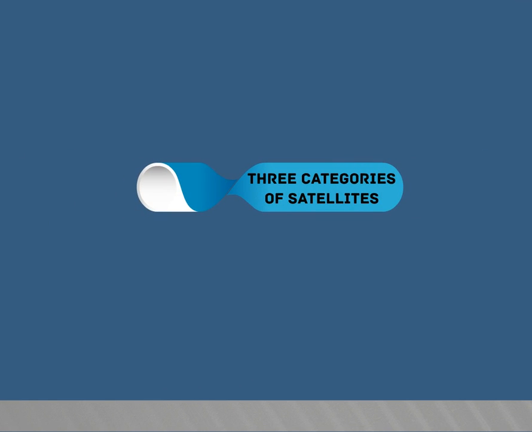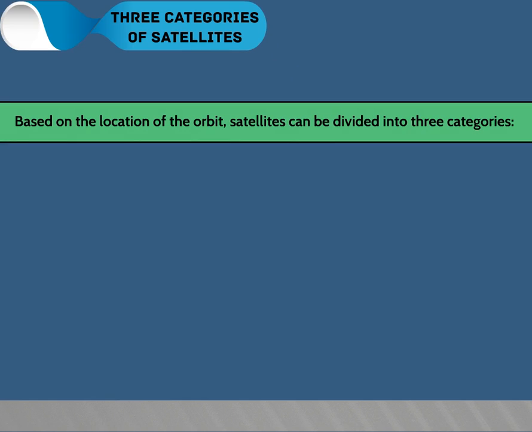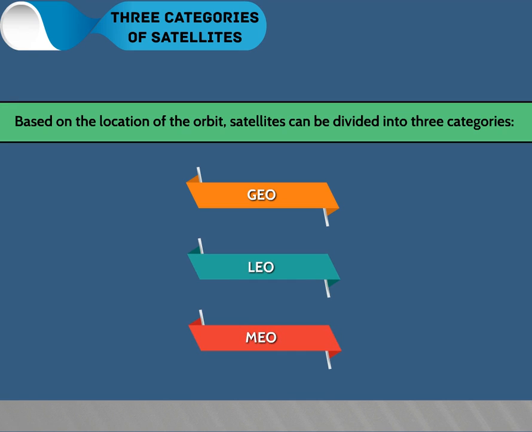Three categories of satellites. Based on the location of orbit, satellites can be divided into three categories: GEO, LEO, MEO.